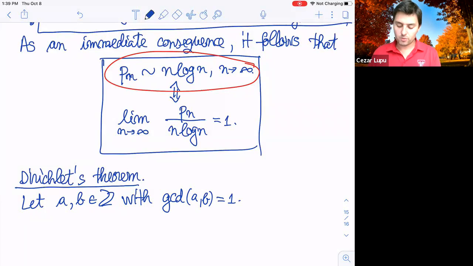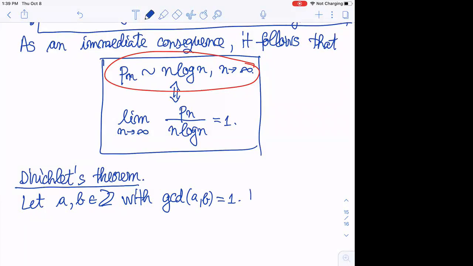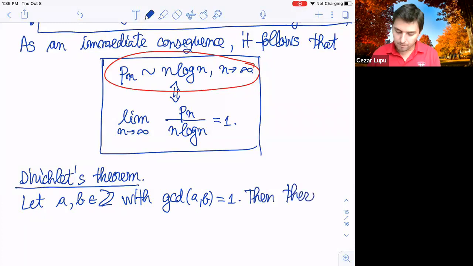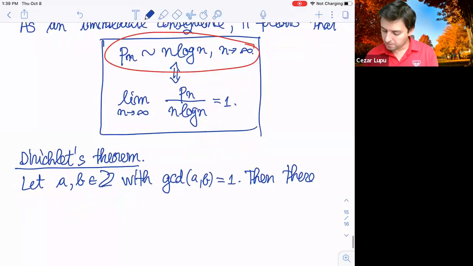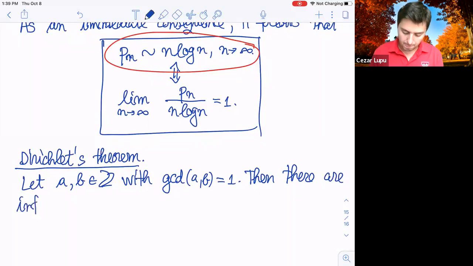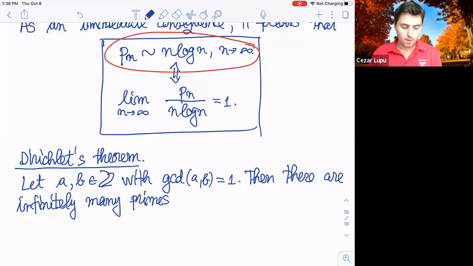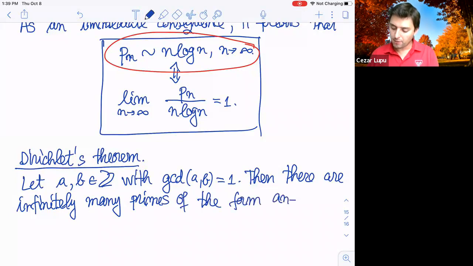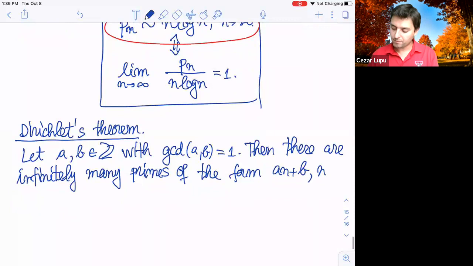So if I have two integers a and b that are relatively prime, then there are infinitely many primes of the form an plus b, for n a positive integer. This is again a very deep theorem. Well, unfortunately, I'm not going to provide an example of this. And now let's do some problems.